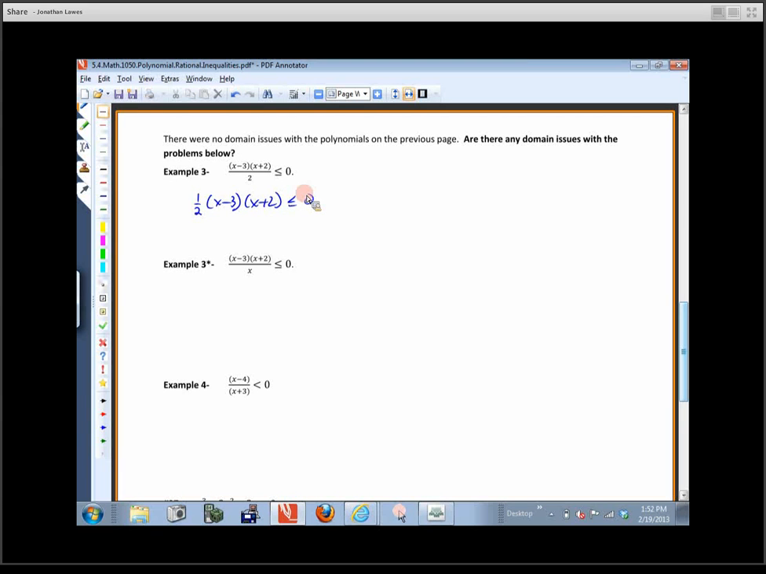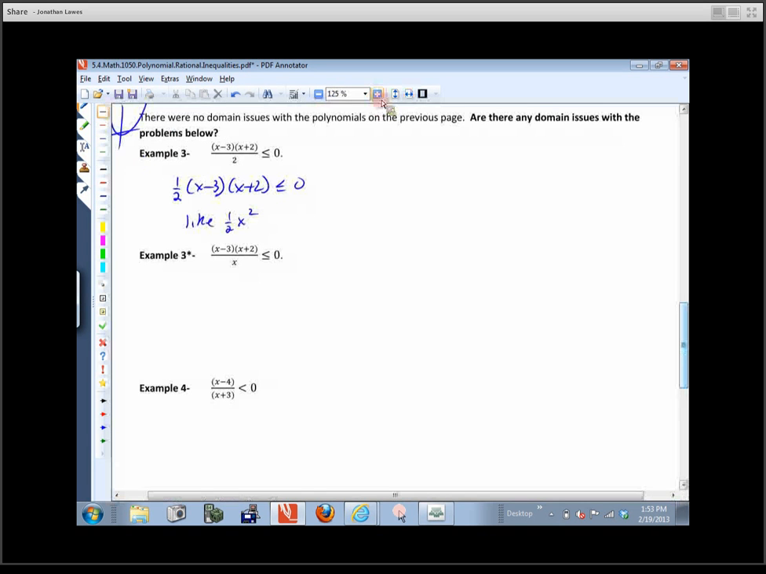Do you know what this looks like? Looks like 1/2 x squared, right? It looks like a parabola. Opens up, right? So this is like 1/2 x squared. Now, the big deal is not the 1/2, it's the x squared, because we know x squared is going to look something like this. It's going to be a parabola.